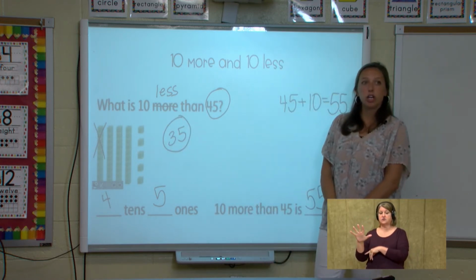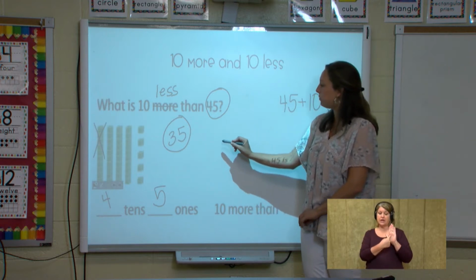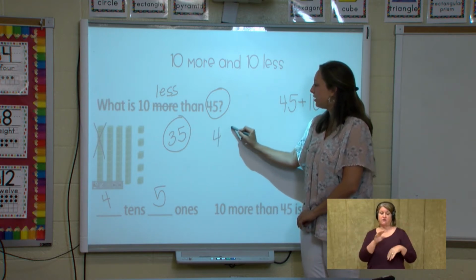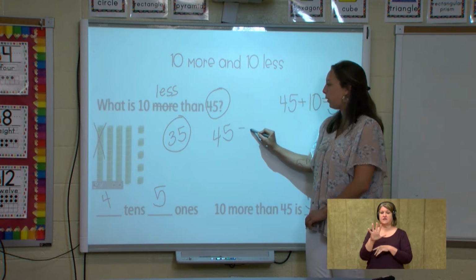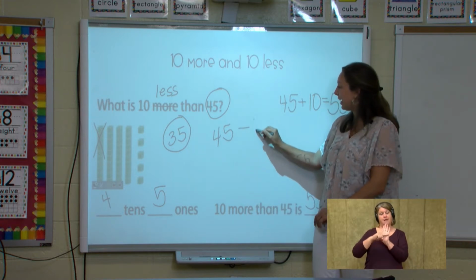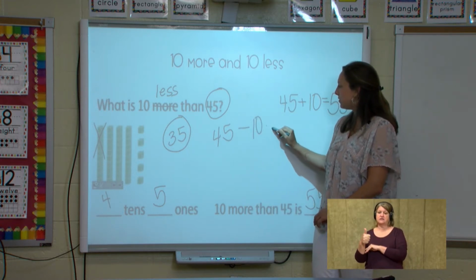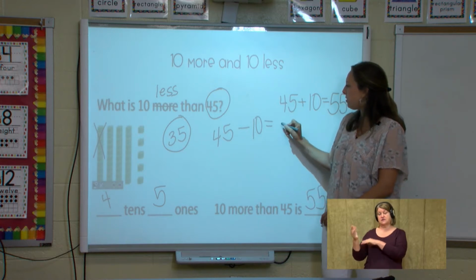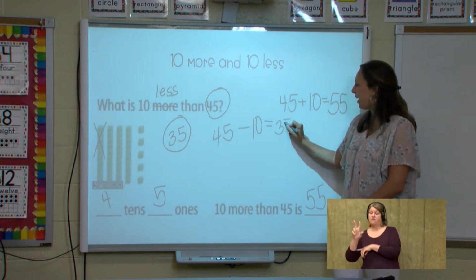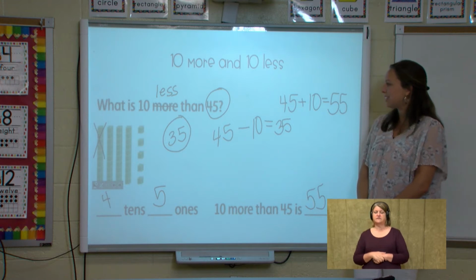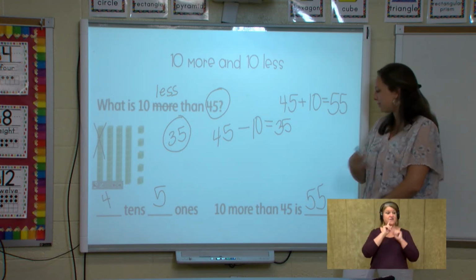You can also show it in the equation. 45 take away or minus 10 gives you the difference of 35. If you got 35, pat yourself on the back.